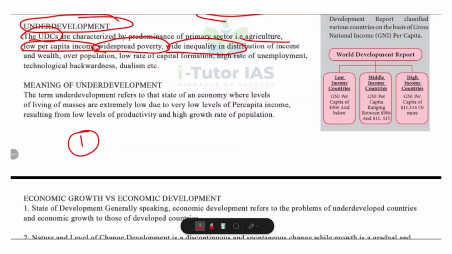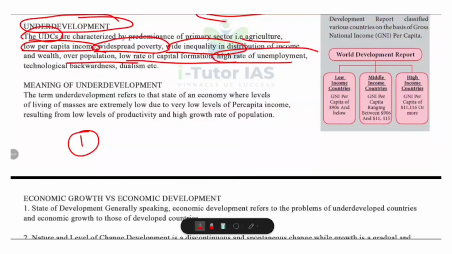Then, overpopulation. Population grows at a faster rate than available resources, which puts pressure on jobs, infrastructure, and public services. Then, low rate of capital formation. That means savings are low, investment is low, and as a result, capital formation also remains low. This slows down economic growth.